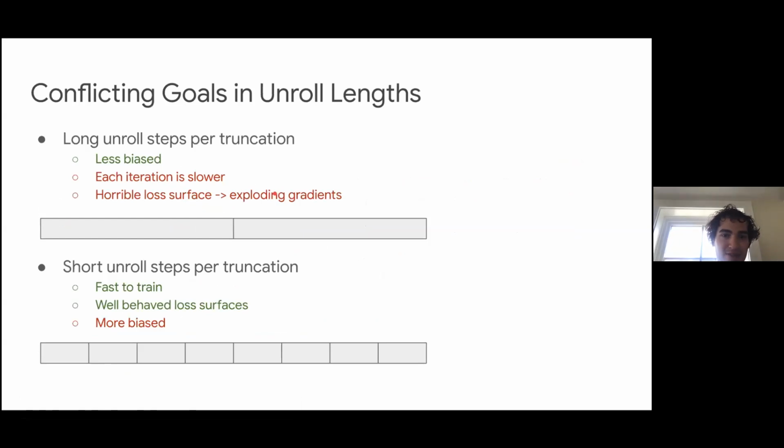So this leads to conflicting goals when you're selecting the length of these truncations. If you have long truncations, your gradients are less biased, which is great, but each iteration is slower. And your loss surface is horrible because you have these much longer chains. This leads to exploding gradients. If you have short unroll steps, everything's fast to train, which is great. You have well-behaved loss surfaces, but you have a lot more bias.